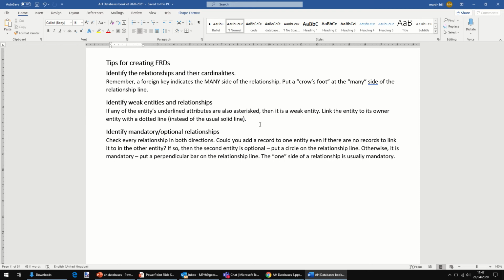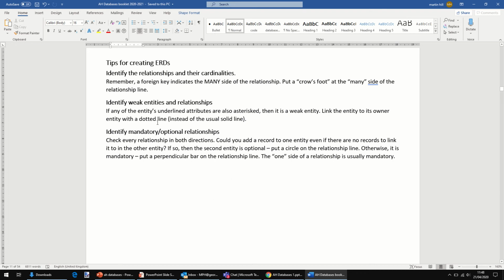And you also need to think about mandatory and optional. So basically you're thinking, could you add a record to this entity even if there's nothing to link it to in the other entity? And if that's the case, then the other entity is optional. We don't need it. Okay, so you stick a circle there. Otherwise, you're putting a bar to show that it's mandatory.